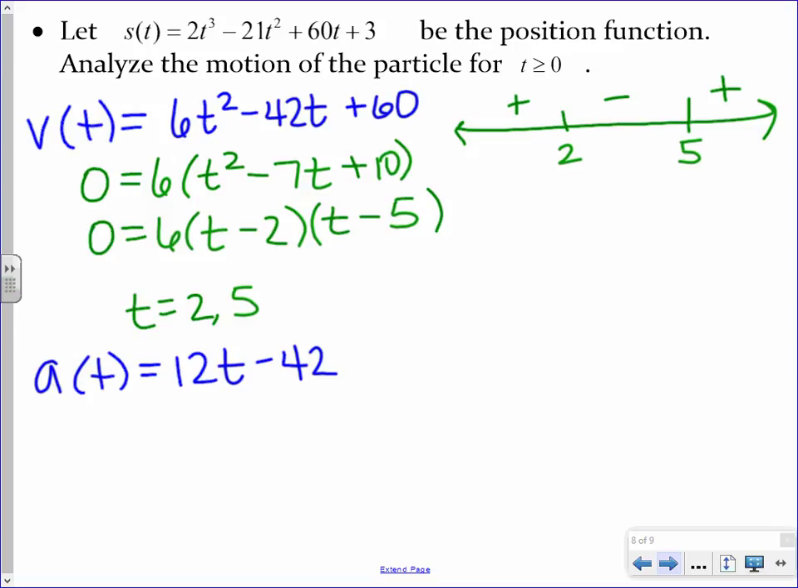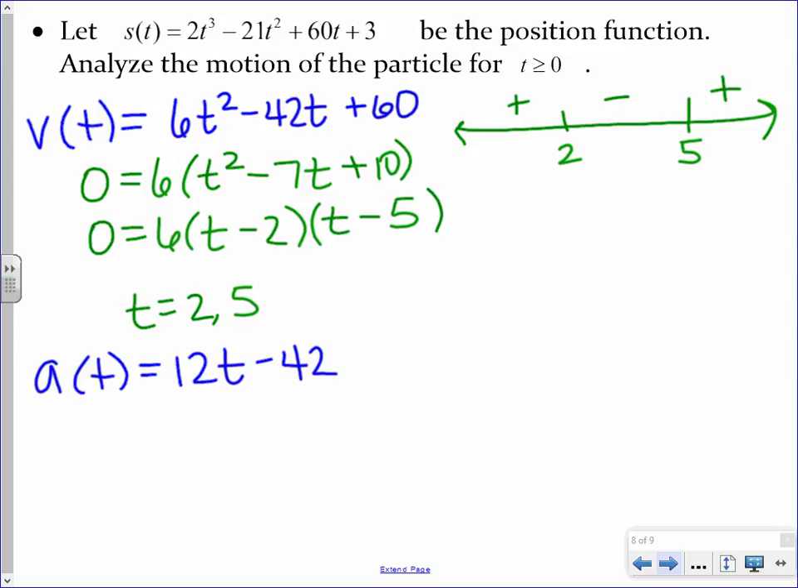What does this mean? What is happening at time is 2 and 5? Okay, so what does it mean about our particle? Like if we were watching our particle, what happens to that particle at those times? Okay, we're changing directions because these are changing, right? Okay, so we're changing directions.